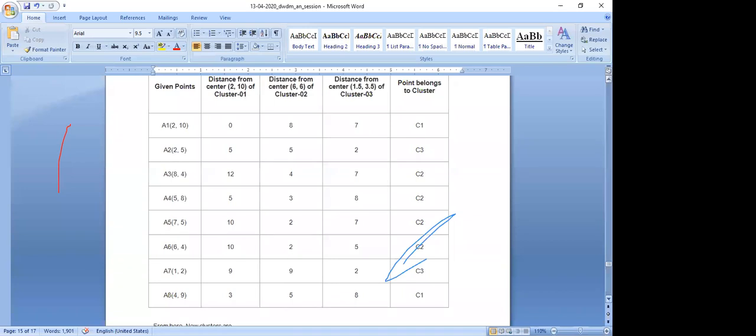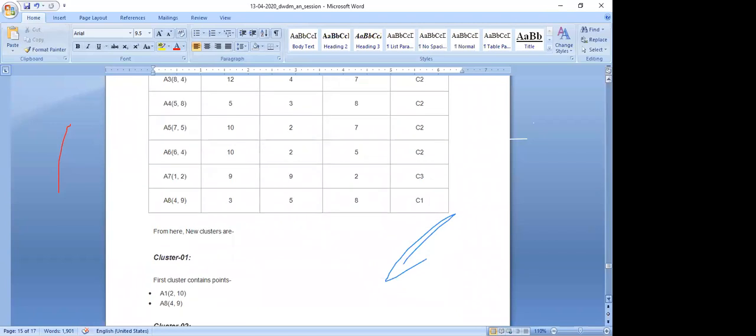Same way, at the A3 point the value is lowest at cluster 2, so it is moved to C2. At A4, it is lowest at cluster 2, so it is moved to C2. At A5, it is lowest at cluster 2, so it is moved to cluster 2. At A6, it is lowest at cluster 2, so again it is moved to C2 itself. A7 is moved to C3. Next, A8 is moved to C1, so another value is added to cluster 1.